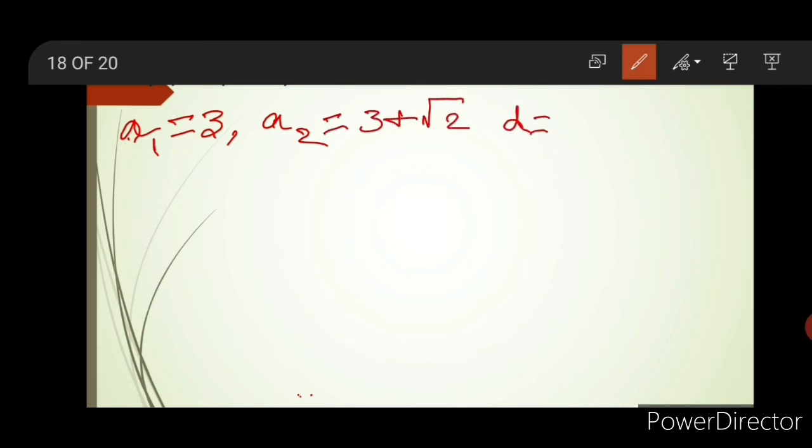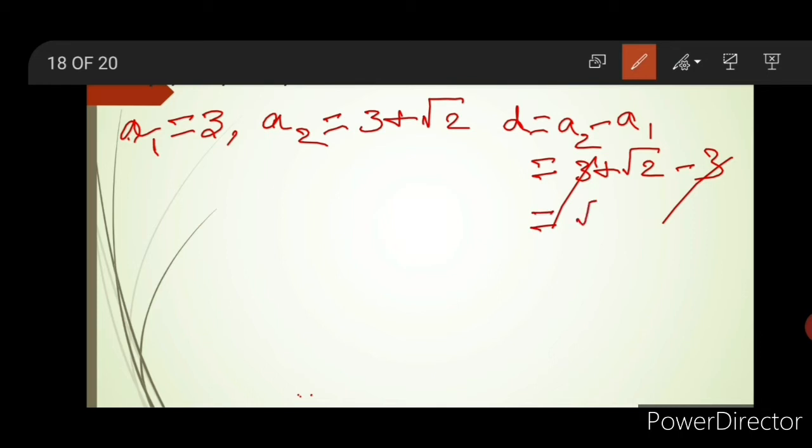First term, we know first term a1 is given, it is equal to 3, and next term is what? 3 plus root 2. This is a2 and this is a1. a2 is equal to 3 plus root 2. So what is d? d is equal to a2 minus a1. a2 is 3 plus root 2 minus a1 is 3, plus 3 minus 3 gets cancelled. So d is equal to root 2.